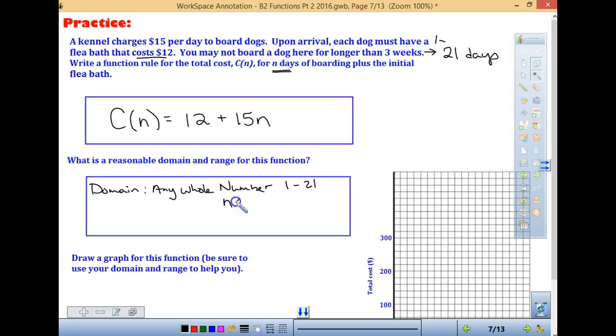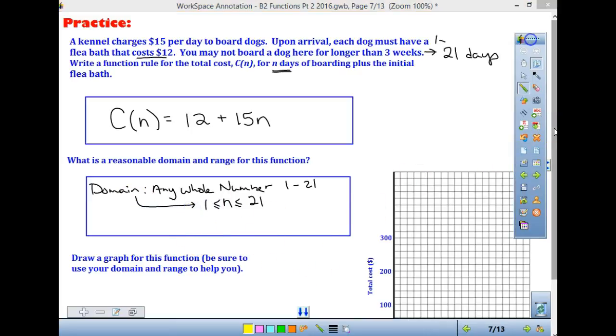Now, we usually aren't going to write it this way. We're going to say, what is our value of n? Could we say 21 days? We could. Can we say 1 day? Yes, so we could have greater or equal to 1. So my domain for this one is going to be between 1 and 21. Now we want to think of what is our range.